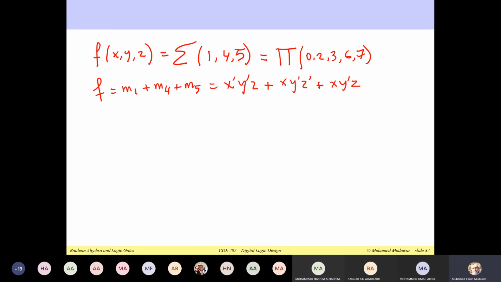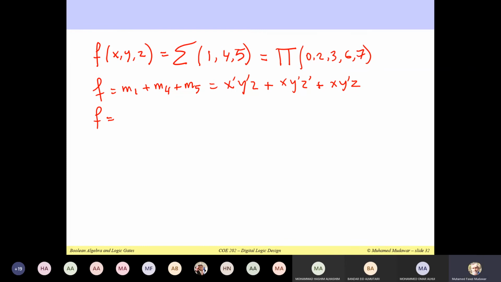So I'm writing the function here as a sum of minterms. I call it a canonical form, so this is actually the sum of minterms canonical form. I can write the same function f differently. I can write it as a product of max terms.